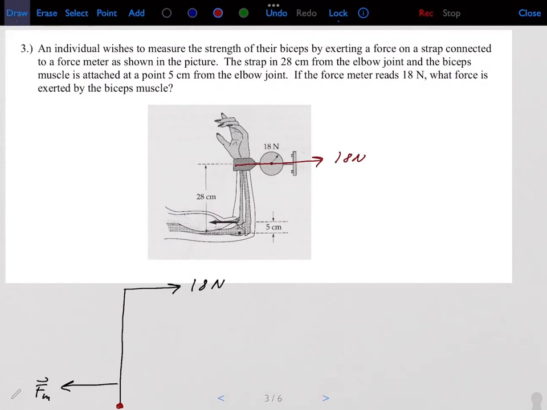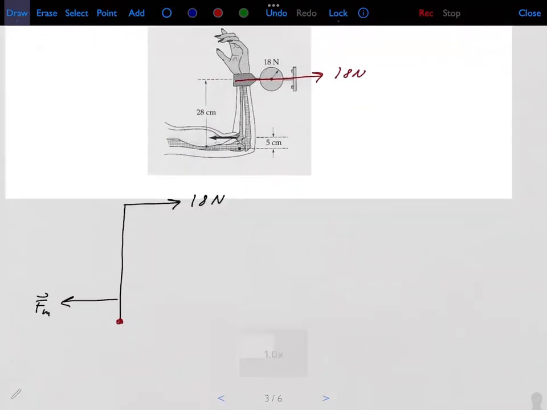Okay? And then what do we know? We know these distances. From here to here is 5 centimeters, which is 0.05 meters. And then all the way down is going to be 0.28, I guess. So from here to here is 0.28 meters.